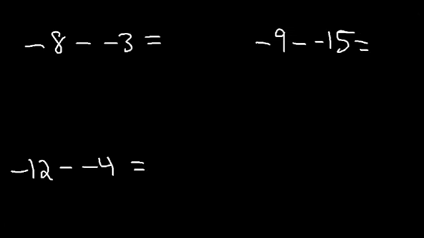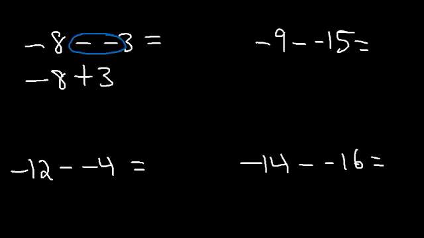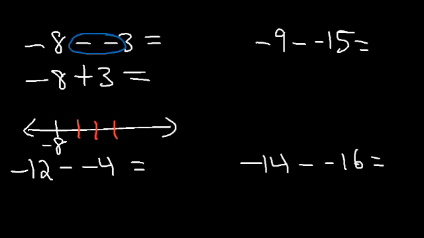Try these. Negative 8 minus negative 3. Negative 9 minus negative 15. Negative 12 minus negative 4. And negative 14 minus negative 16. So whenever you see two negative signs right next to each other, you can make that into a positive number. So this is the same as negative 8 plus 3. So using the number line, if we start at negative 8, we're going to add 3 units to the right. 1, 2, 3. So this is going to be negative 7, negative 6, and negative 5.